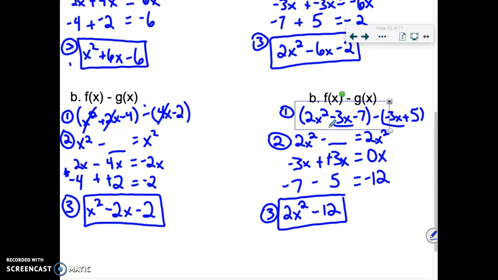And then in your final answer, if you notice, if a term has a coefficient of 0, you don't need to write it in your final answer. So you should get 2x squared minus 12.